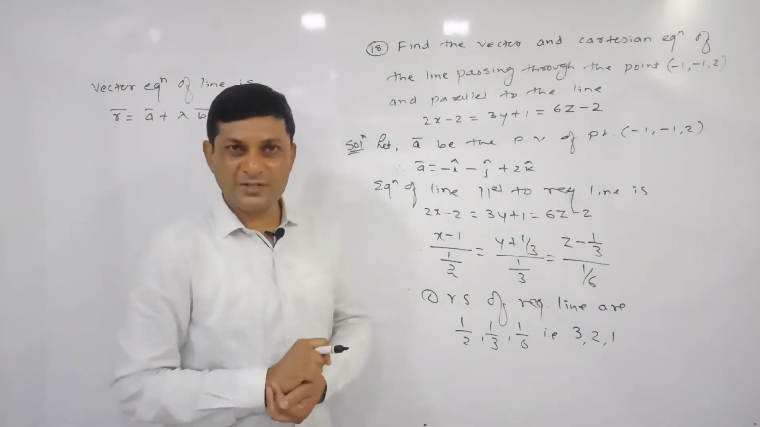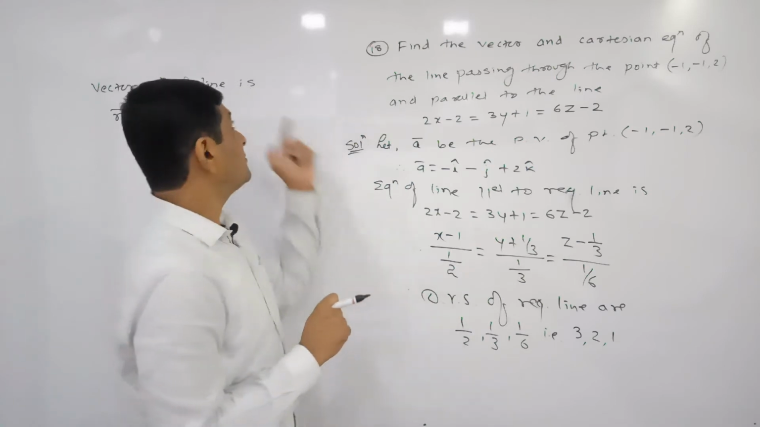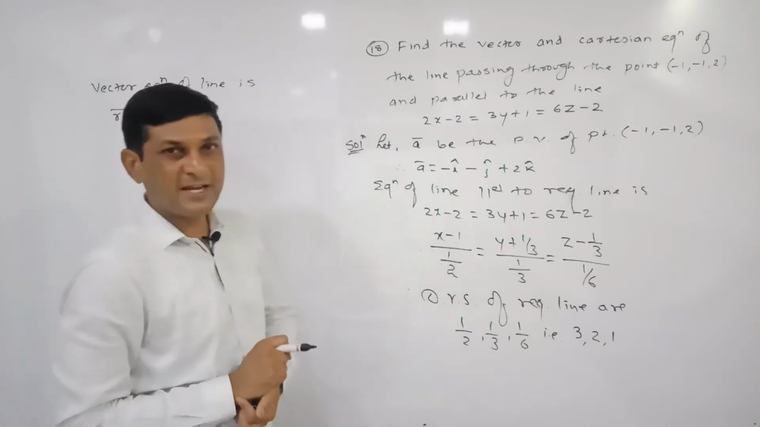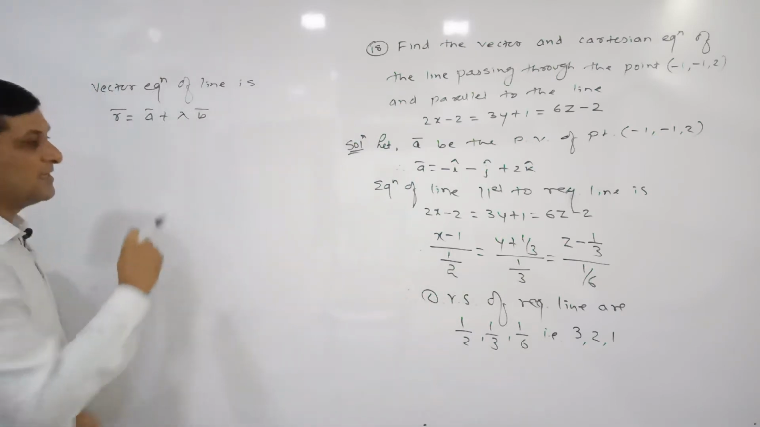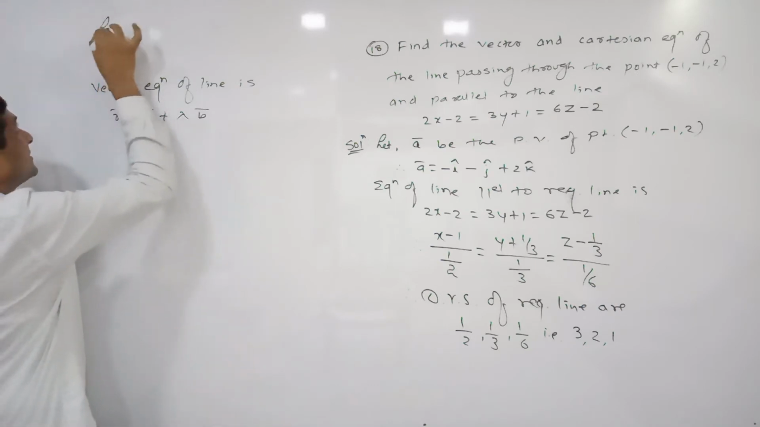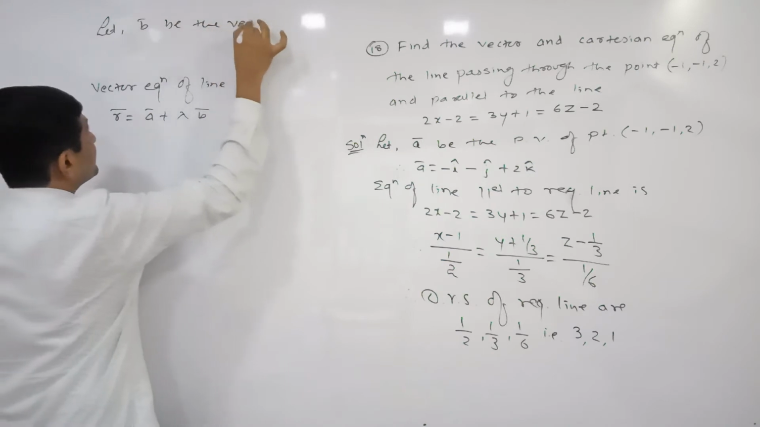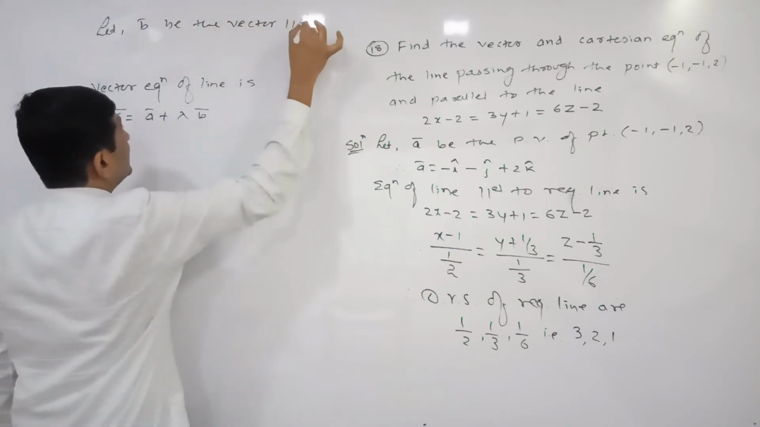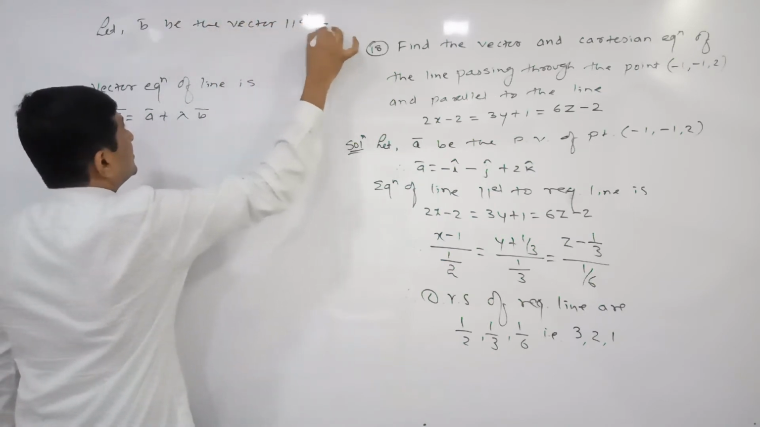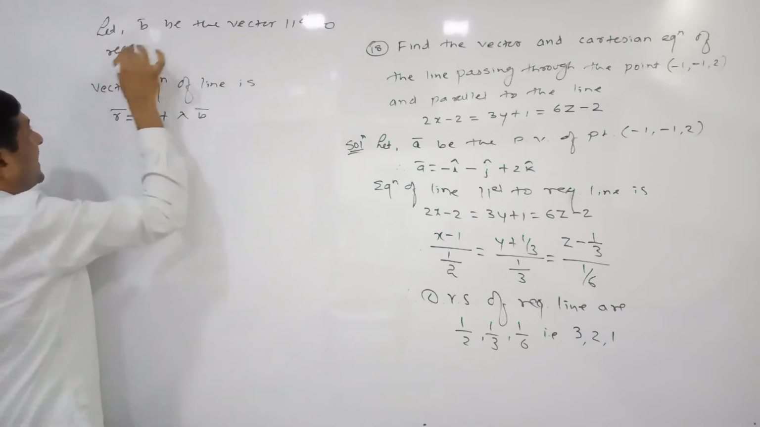Once the direction ratios are known to us, now we are trying to find the value of b bar, where b bar is nothing but the vector parallel to the line. So if I denote this vector by b bar, let b bar be the vector parallel to the required line.